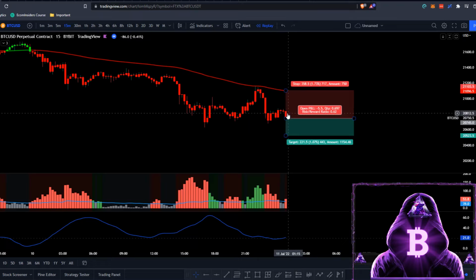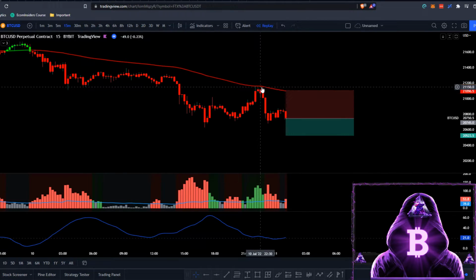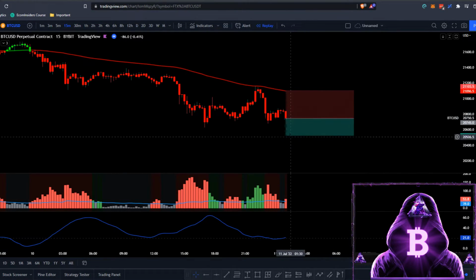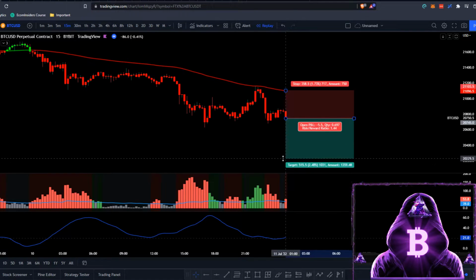Same again, the stop loss can be set at your recent swing high or your moving average. And we're going to be targeting 1.5 times the risk.